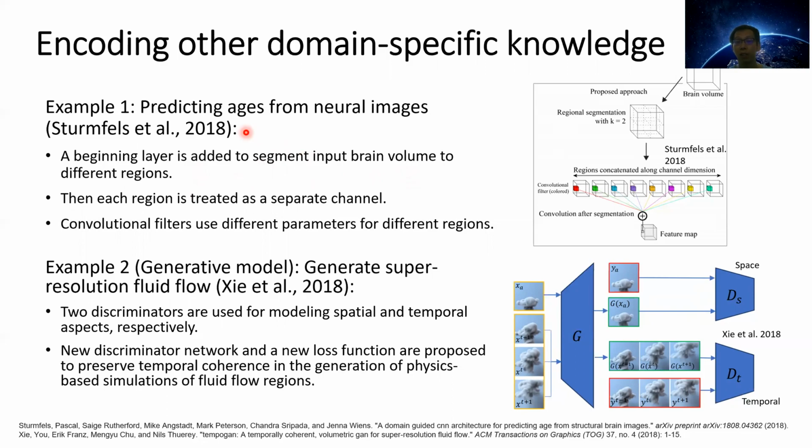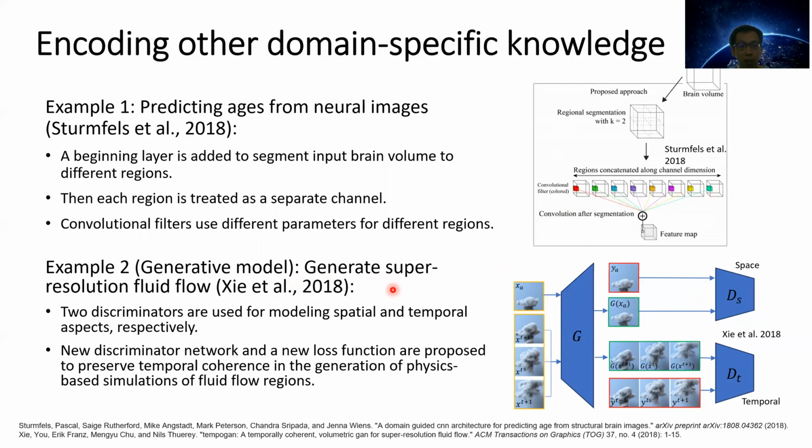The reason is that by using this first segmentation layer, we can extract more representative or more discriminative features. Those features should also be more relevant to the prediction task, because the segmentation is based on certain domain knowledge in the neural image domain.